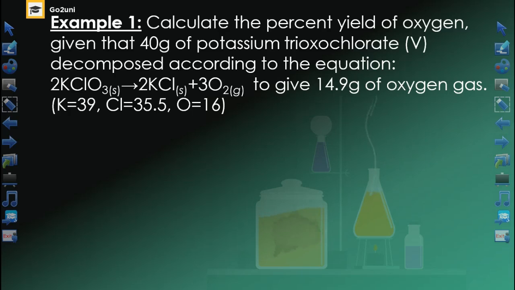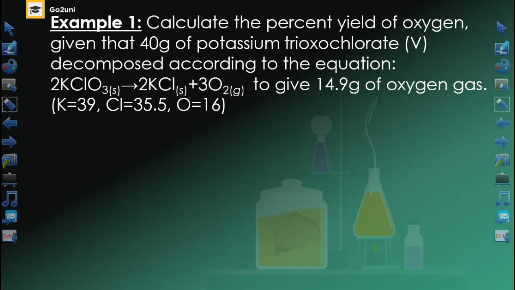So, to understand the English here, we are simply told that 40 grams of potassium chlorate is provided, and this potassium chlorate decomposed according to the equation by heating. During this decomposition reaction, it produced 14.9 grams of oxygen gas. Then the question simply says we should calculate the yield of this 14.9 grams of oxygen gas, which was produced from 40 grams of potassium chlorate. That is simple English.